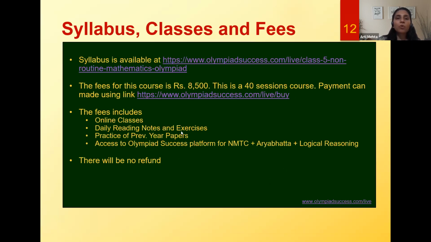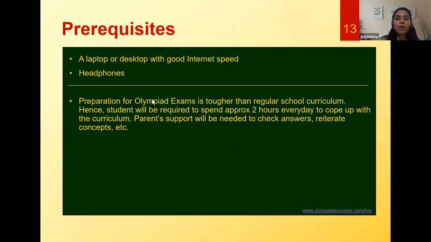Now coming up to the various links. The syllabus is available at this link. I would be sharing the links once again in case you have not copied them. The fees for this course is rupees 8,500, and this is a 40-session course. You can make the payment by going to this link. All right, I would reiterate what your fees include. You would have online classes, daily reading notes and exercises, practice of previous year papers, and access to the Olympiad Success platform for NMTC, Aryabhatta, and logical reasoning.